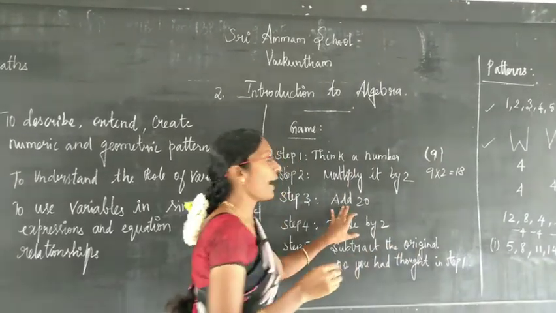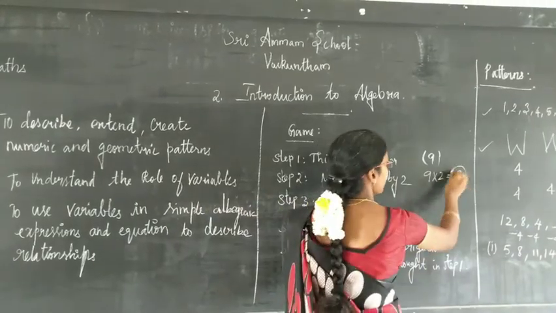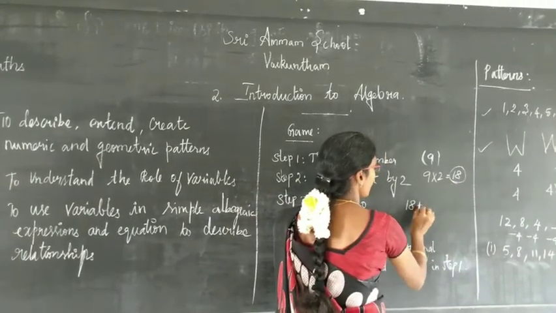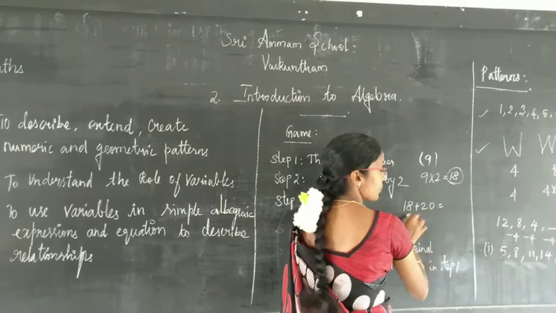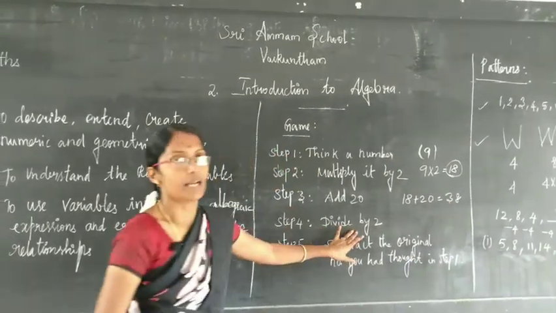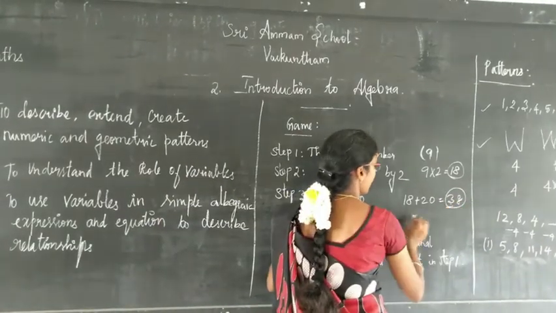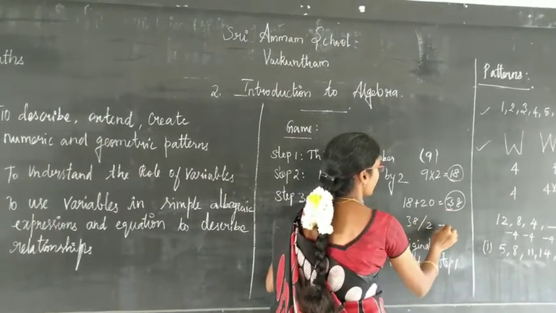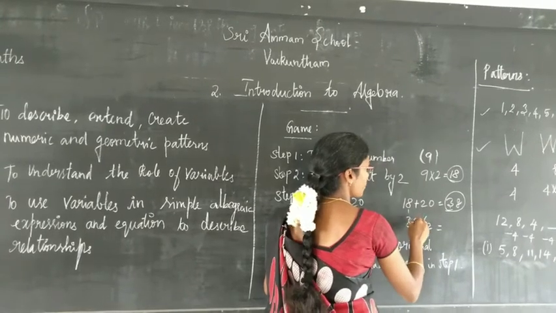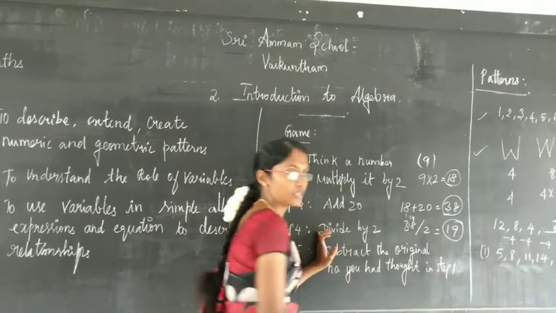Now add 20 to that number, that is 18 with 20. What will you get? 38. Next, you have to divide that number by 2. So, 38 divided by 2. 1 2 is 2, balance 1, 9 2s are 18. You will get 19.